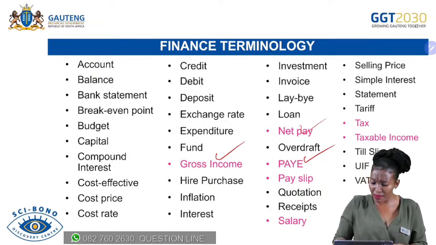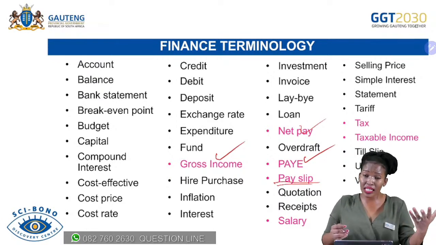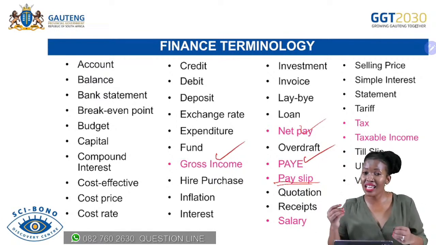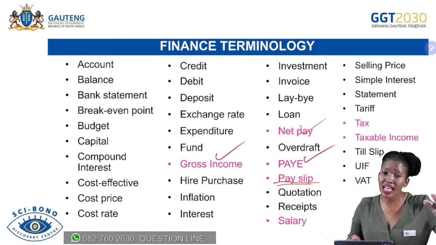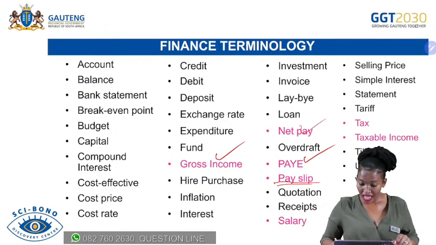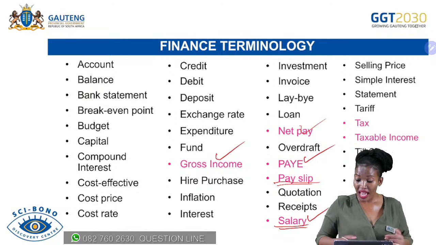And then payslip, guys, we spoke about payslip. We even agreed that the other word for payslip is actually a salary advice or a salary slip. So in the question paper, you see a payslip, you see a salary advice, you see a salary slip, same thing. And then a salary, the money that you earn when you are working.